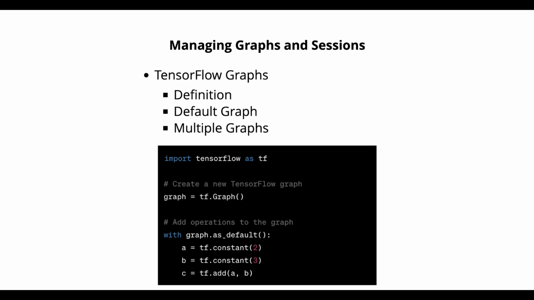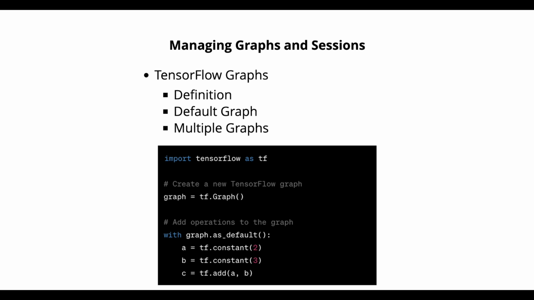TensorFlow graphs. A TensorFlow graph, or a computational graph, is a data structure that represents a series of TensorFlow operations, which are the nodes, and the flow of data tensors between them. Now the default graph: TensorFlow automatically creates a default graph when you define operations. Operations are added to this graph by default. Multiple graphs: you can create multiple graphs in TensorFlow and execute operations within specific graphs.